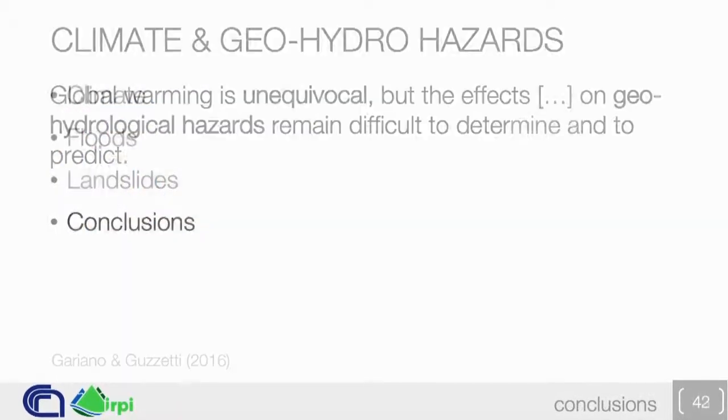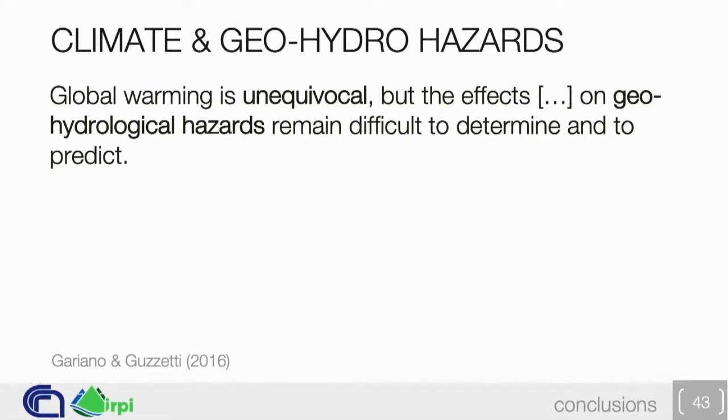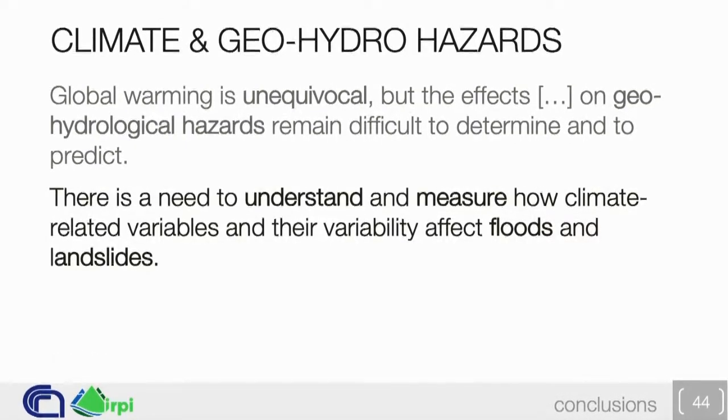Rapidly to the conclusions. I said before that the effects of global warming on geo-hydrological hazards remain somewhat difficult to determine and to project in the future, and I hope you better understand why now. There is a need to better understand and measure how climate-related variables, their changes and vulnerability affect floods and landslides and other geo-hydrological hazards. Without better understanding and improved modeling capability, it will be difficult to provide policy and decision makers and citizens with useful projections that will allow them to make informed decisions and take proper action.